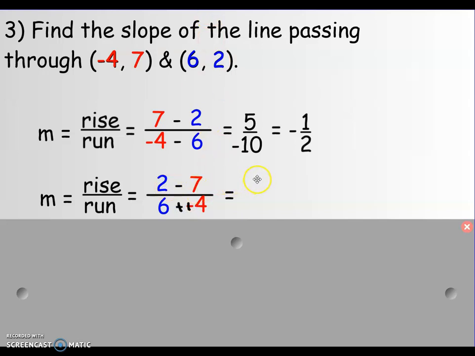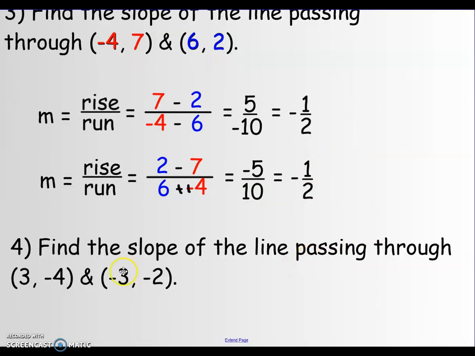So in the top, we get a -5, and in the bottom, we get a 10. And since a negative divided by a positive is a negative, this still is negative 1/2. So it still works out. Now, why don't you try this last one yourself? Find the slope of a line passing through those points. You might pause the video, try it on your own on your guided notes, and see what you get.